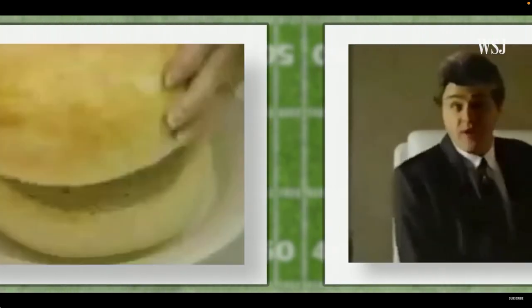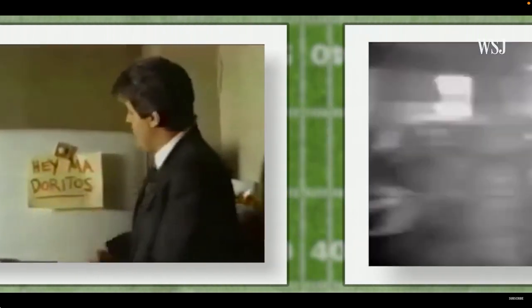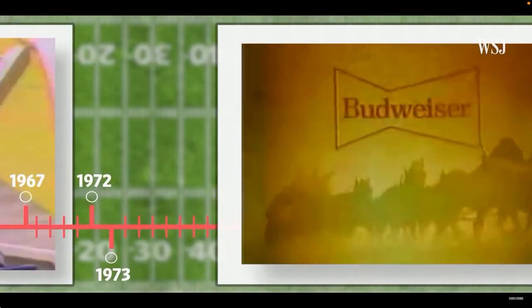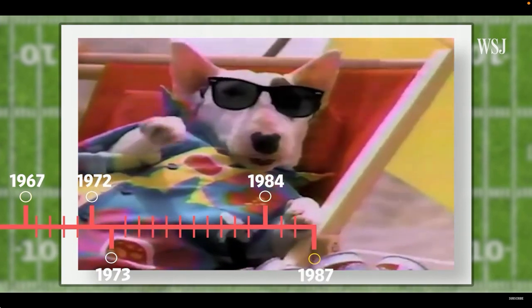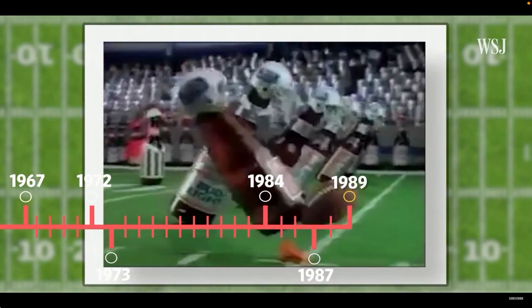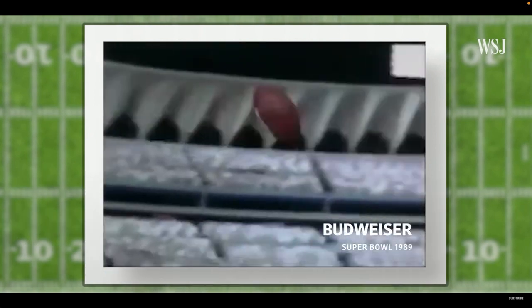The ad sparked a creative revolution among advertisers and garnered massive media attention. More companies began planning production months ahead of the big game. Beer giant Anheuser-Busch was among those that made the Super Bowl a centerpiece of their marketing. By 1987, Bud Light's Spuds McKenzie made its debut, and two years later, the iconic Bud Bowl campaign was introduced.